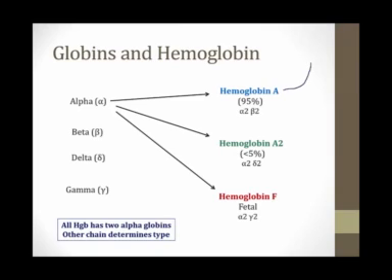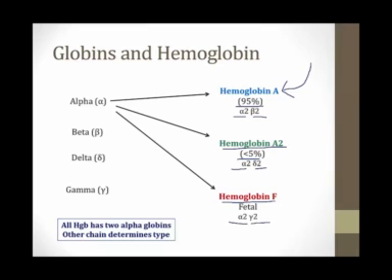First is called hemoglobin A. This is the most prevalent type of hemoglobin in adults. It's 95% of hemoglobin. It's made up of 2 alpha chains and 2 beta chains. The less common type found in adults is called hemoglobin A2. This is usually less than 5% of our hemoglobin. It's made up of 2 alpha chains and 2 delta chains. And then finally, hemoglobin F is the fetal hemoglobin type. It's made up of 2 alpha chains and 2 gamma chains.